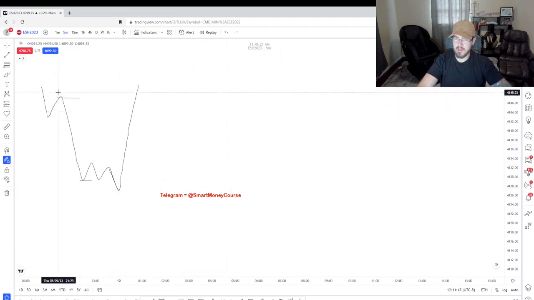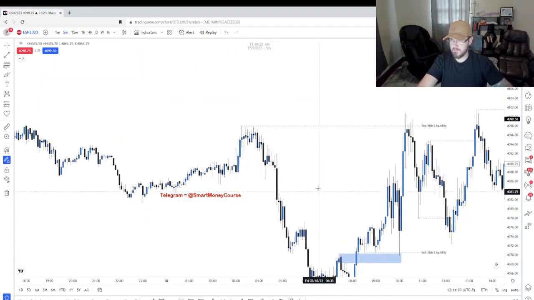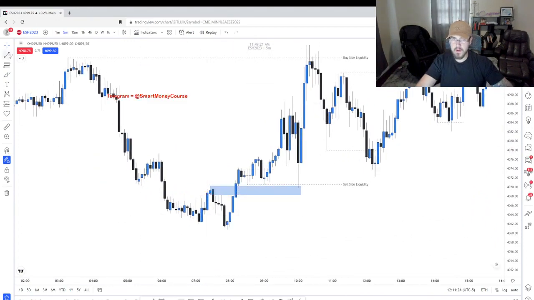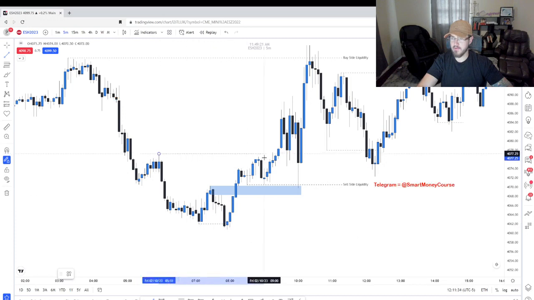So let's just use an example on this bit of price action. Let's say here we went from sell side, we took sell side here. So where's price going to move straight towards? Is this going to be our buy side we're moving towards? Not necessarily. It's going to be right here, right?